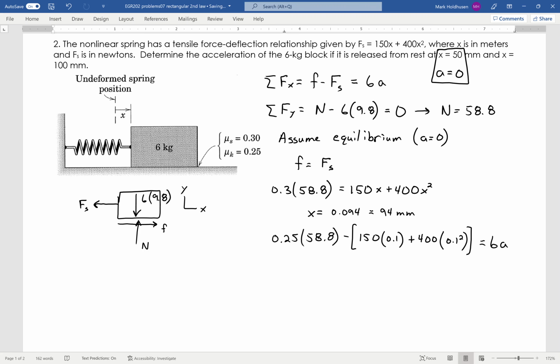I can calculate that, and I get a equal to negative 0.717, and that will be meters per second squared. The negative is because it's traveling in the negative x direction. That's to the left. I defined x to be positive to the right. So the negative sign just tells me that thing's accelerating to the left, which makes sense. It's the spring pulling it back, so that's what's causing that acceleration.